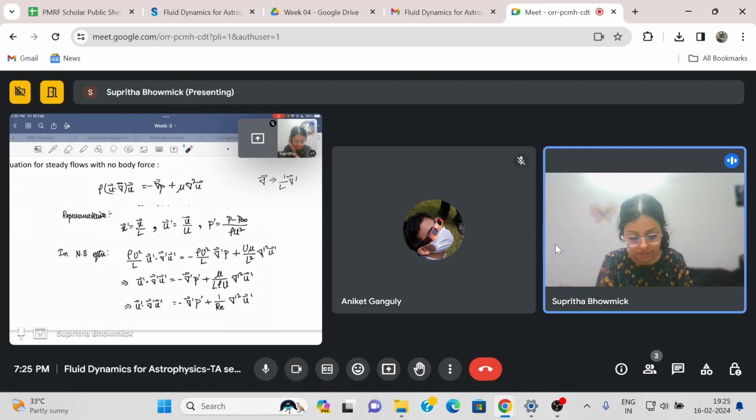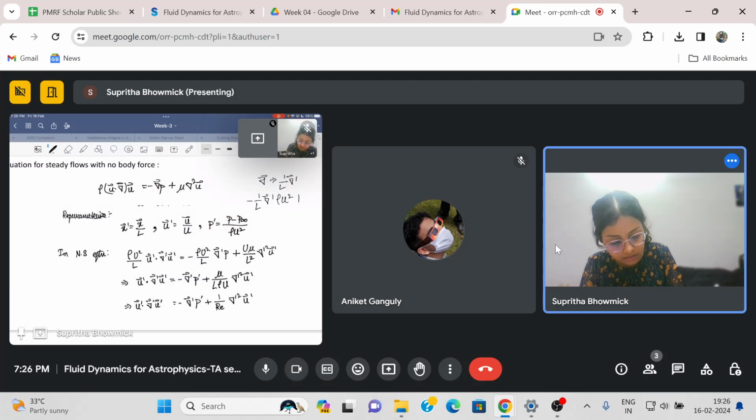So what happens is I will rewrite this as minus 1 by L grad prime. And then I have redefined P to be rho u squared times P prime. So I'm substituting for P, and P has been redefined to rho u squared times P prime. So this should actually be P prime. What this gives me is a rho u squared by L with a minus sign over here. Is this clear?